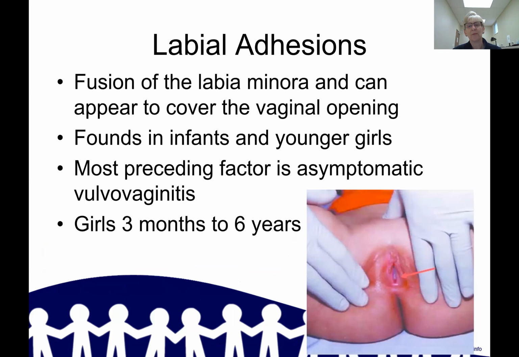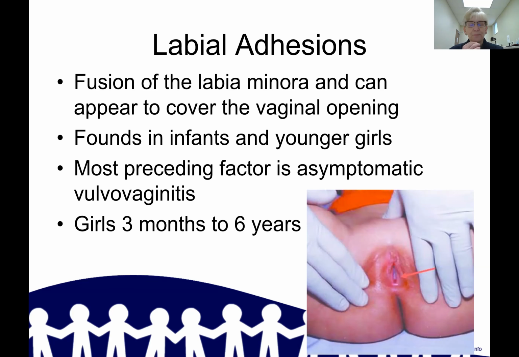This is a fusion of the labia minora, and it can appear to cover the vaginal opening and of course the urethral opening. Sometimes if you're concerned about a UTI, you can find labial adhesions. So looking at genitalia is imperative from infancy through adolescence. They don't like it when they get older, but it's really important at least to do a look, okay? So labial adhesions are usually found in infants and younger girls, and we see this quite frequently. Again, it's the most preceding factor to asymptomatic vulvovaginitis, and usually anywhere from 3 months to 6 years.